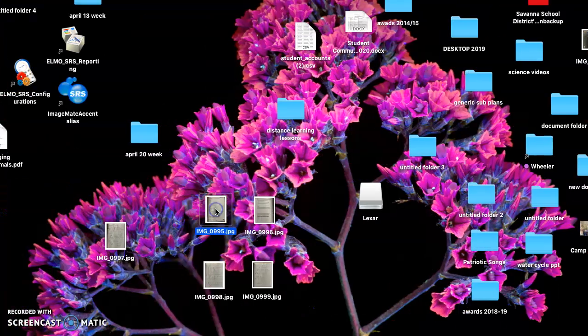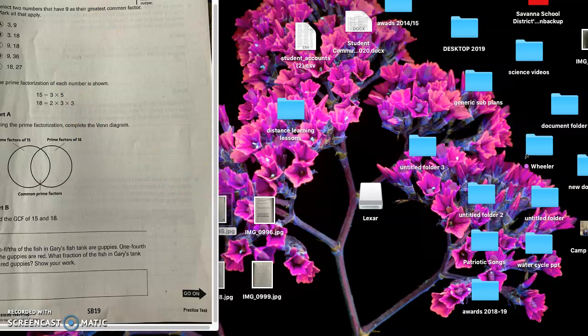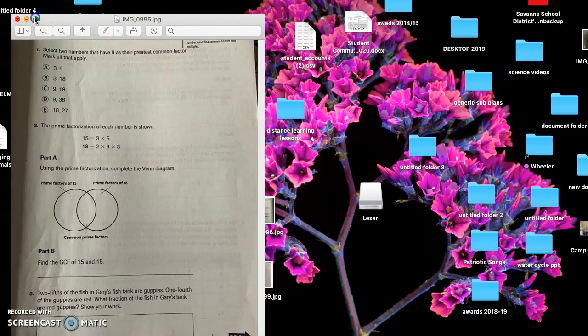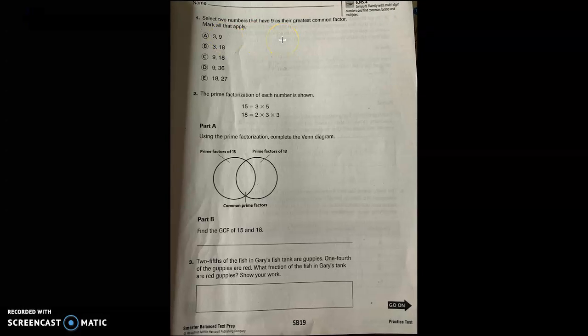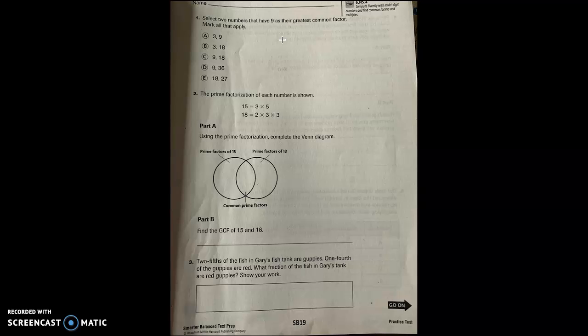So today we're taking a look at workbook pages 19 and 20. So on page 19, it says select two numbers that have 9 as their greatest common factor. If I look at A, 3 and 9, well, the only factors of 3 are 1 and 3. So 9 is not a factor of 3. 9 is a multiple, not a factor.